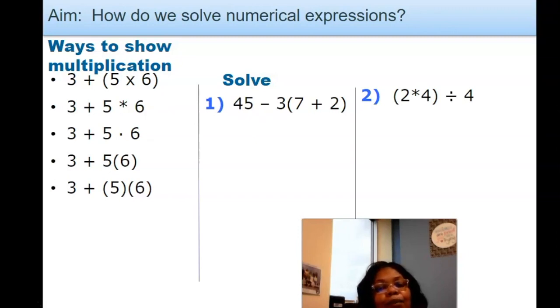You had 45 minus 3 times 9. And then you had to solve for multiplication. And 3 times 9 is what, friends? Get ready. Good, 27. So then you solve for 45 minus 27. So 45 minus 27 is 18. And that should be your answer. So for the next problem, go ahead and pause the video and work problem number 2.